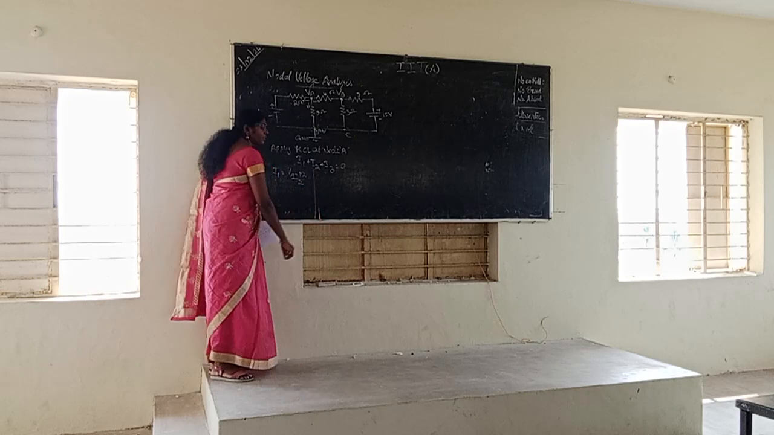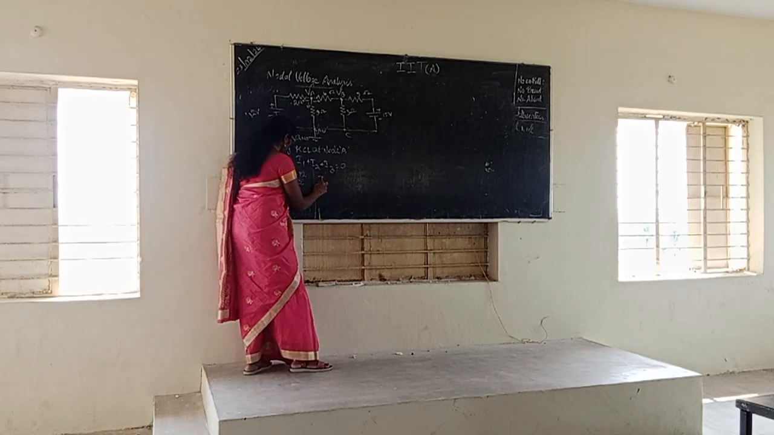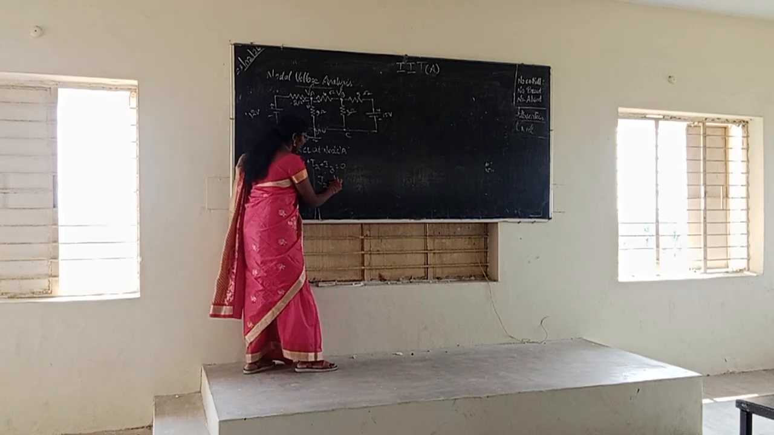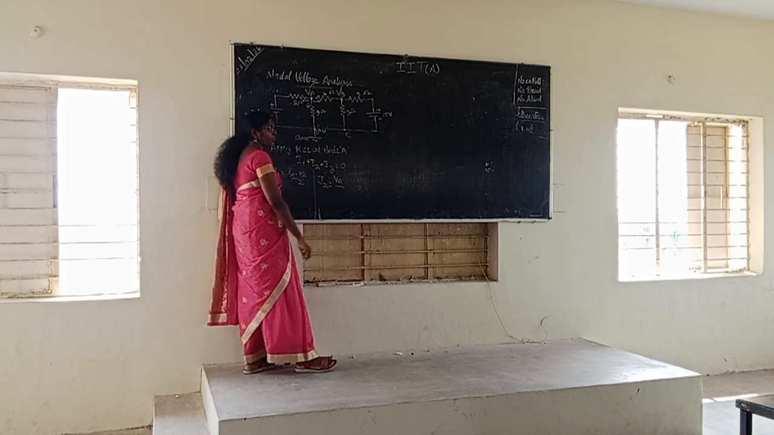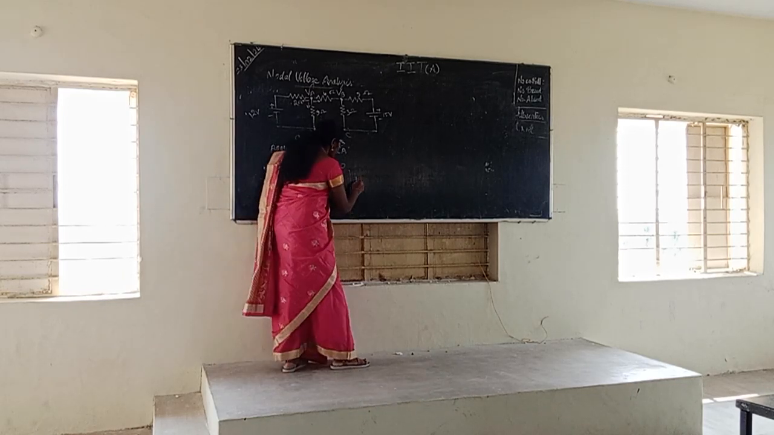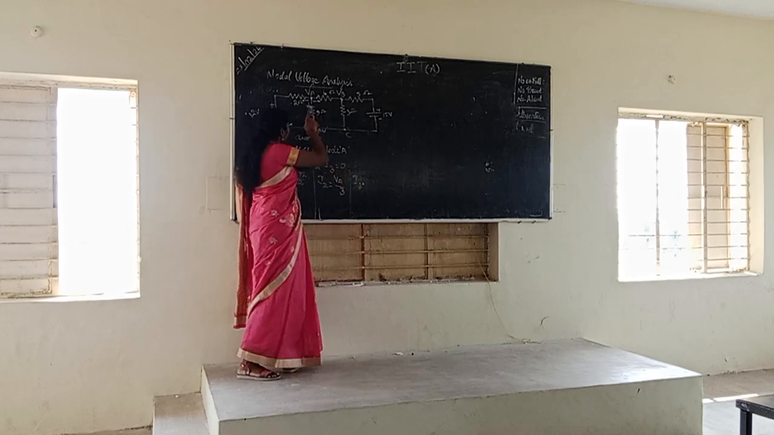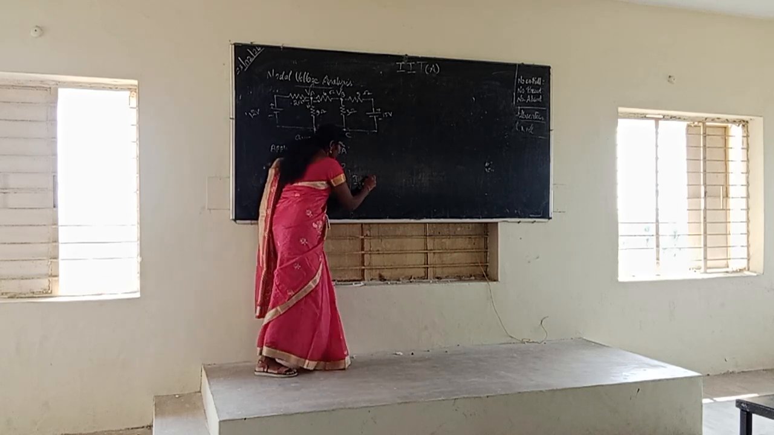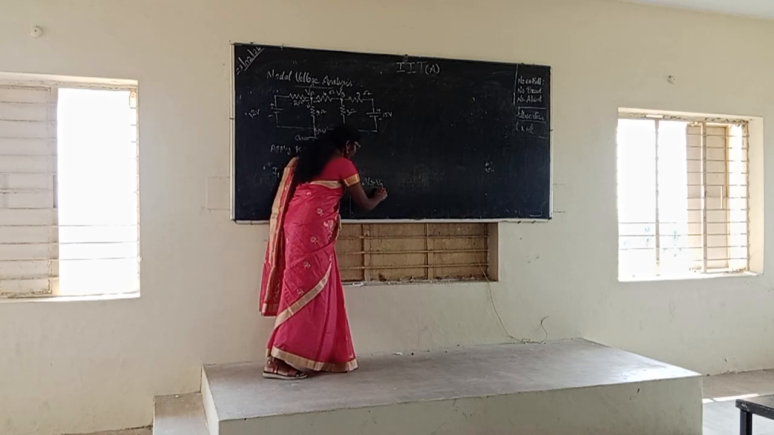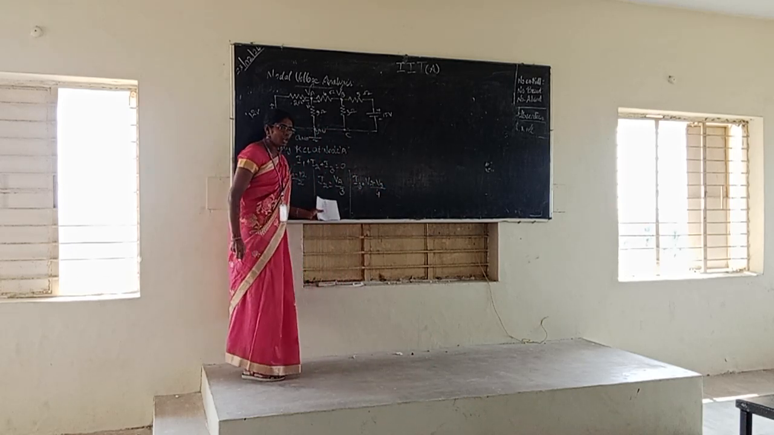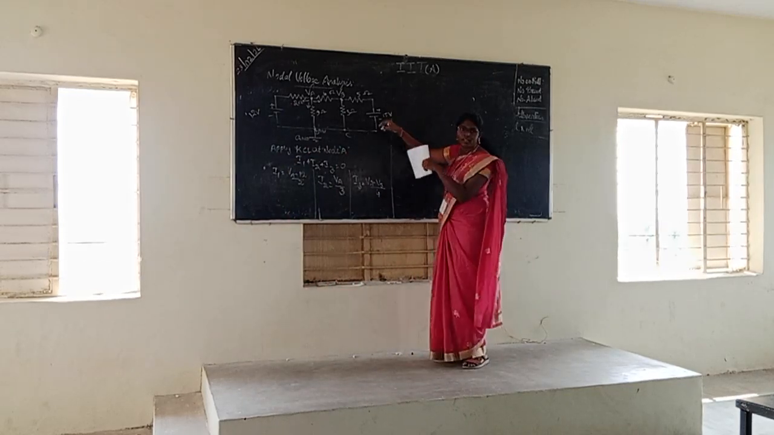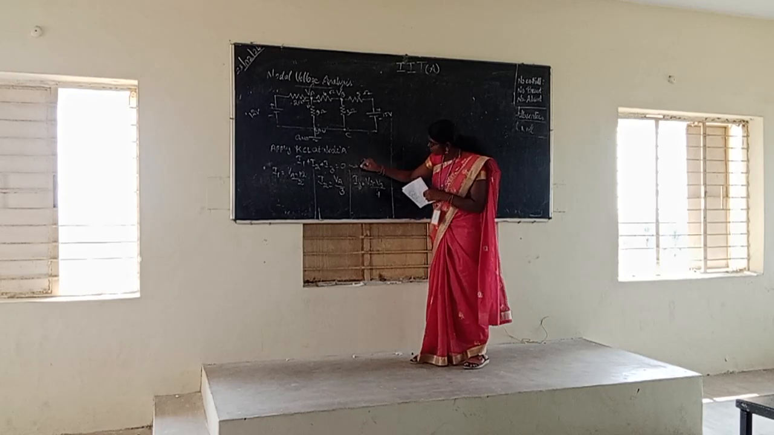The next, I2, is equal to VA by 3. What is the resistance there? 3. Clear. And next, I3. What is it? VA minus VB by 4. So solve and tell me the result. Just substitute, take this as equation number 1.